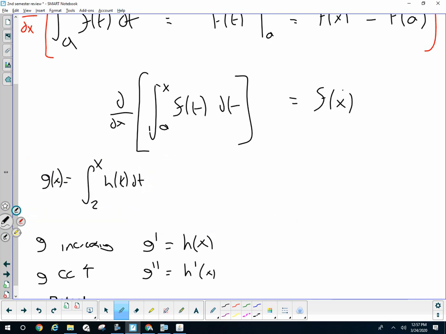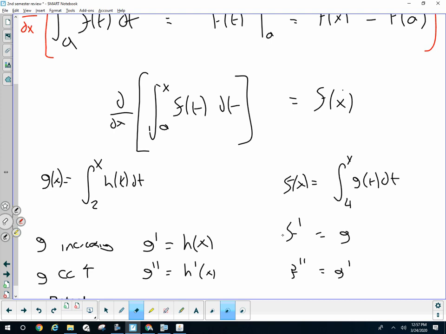And it doesn't matter which function is which. Sometimes you have g and h. Sometimes you'll have f of x is equal to the integral from like 4 to x of g of t dt. Like, don't worry about things like this here. F prime will equal g. F double prime will equal g prime. You can have any variables here. This could be r, and this could be c.